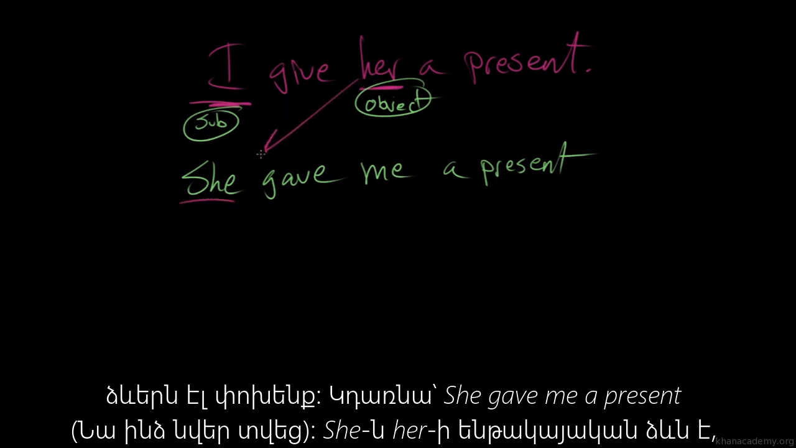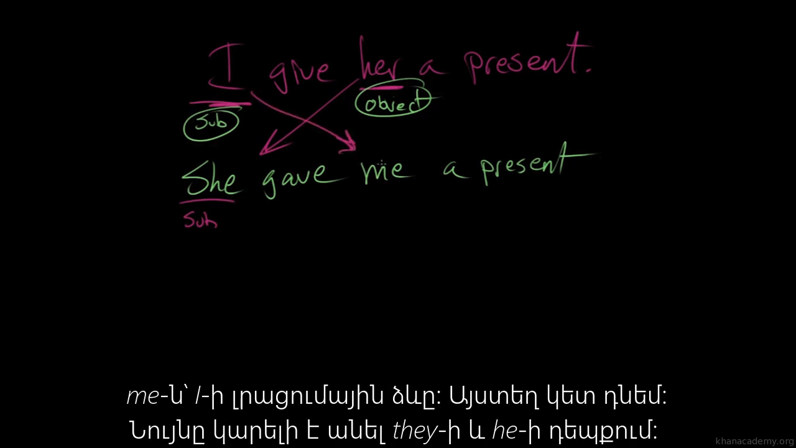Now, she is the subject form of her, and me is the object form of I. Get a little period in there. Boop. Same thing with they and he.